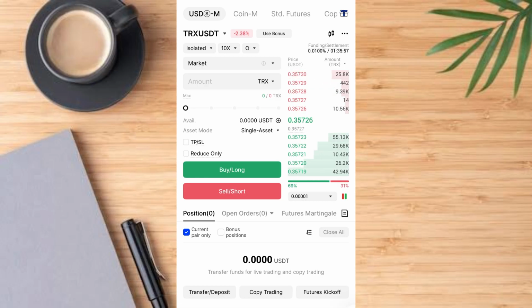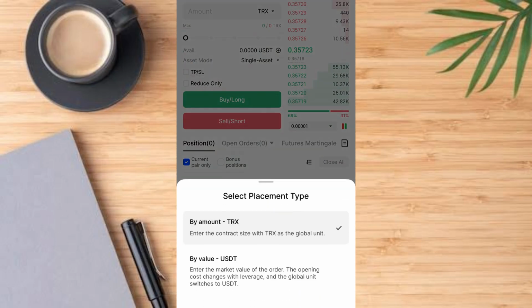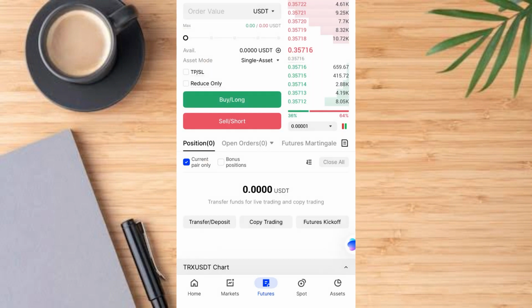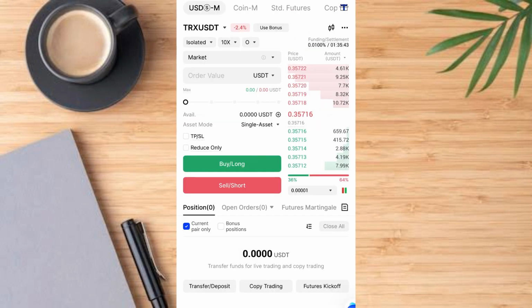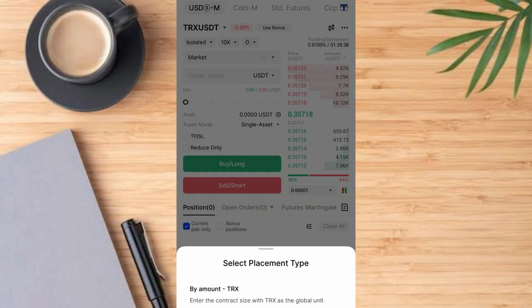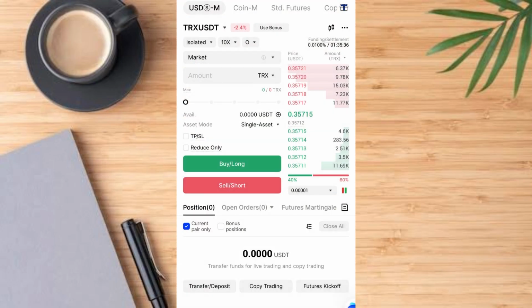Then here you can only enter the amount of USDT you want to invest, or the amount of TRS you want to buy. So here I want to tap on this arrow and select USDT because I want to buy in USDT. You now enter the amount of USDT you want to buy here, or you tap on it again, select TRS, and enter the amount of TRS you want to buy.